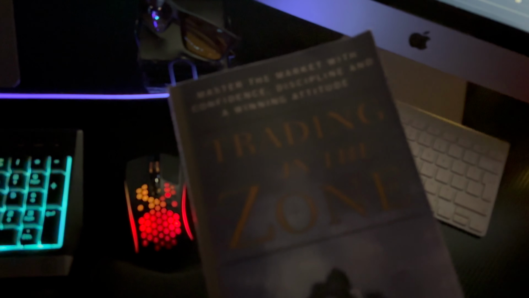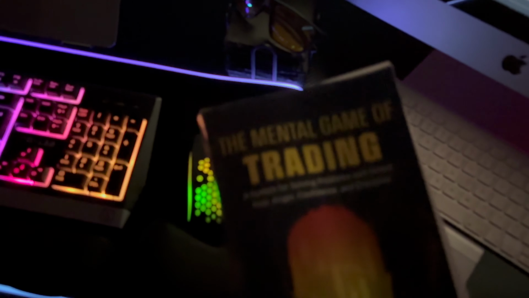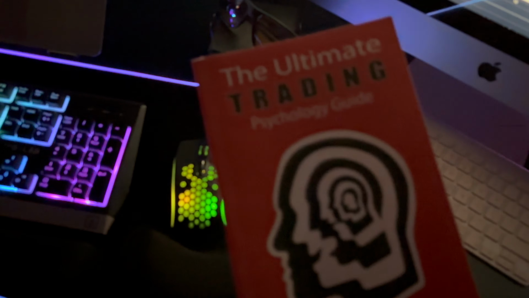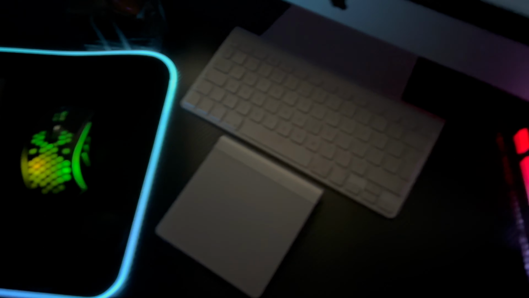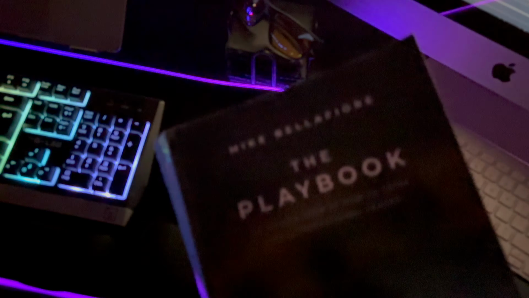Some trading books that I have next to my desk. Obviously we have Mark Douglas's Trading in the Zone. Highly recommend this one. We have The Mental Game of Trading. Ultimate Trading Psychology. Best Loser Wins by Trader Tom. The Playbook by Mike Bellafiore.